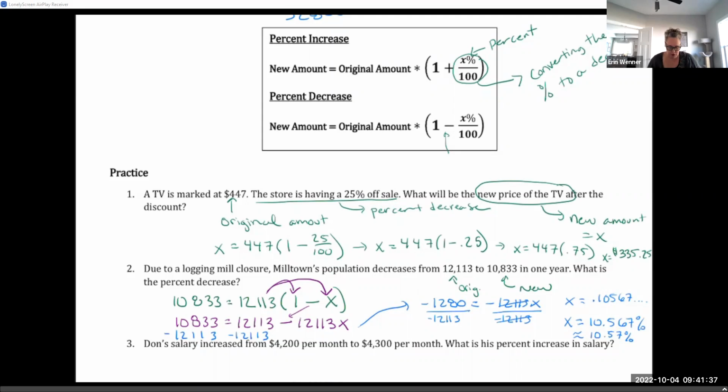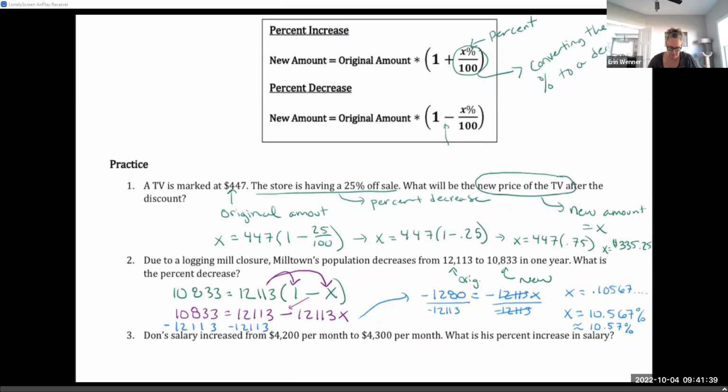Thinking about what we did in number 2, I want you to try number 3. It says Don's salary increased from 4,200 per month to 4,300 per month. What was his percent increase in salary? Because we're dealing with a percent increase, I want you to use new equals old times 1 plus x. And you're solving for that percent.